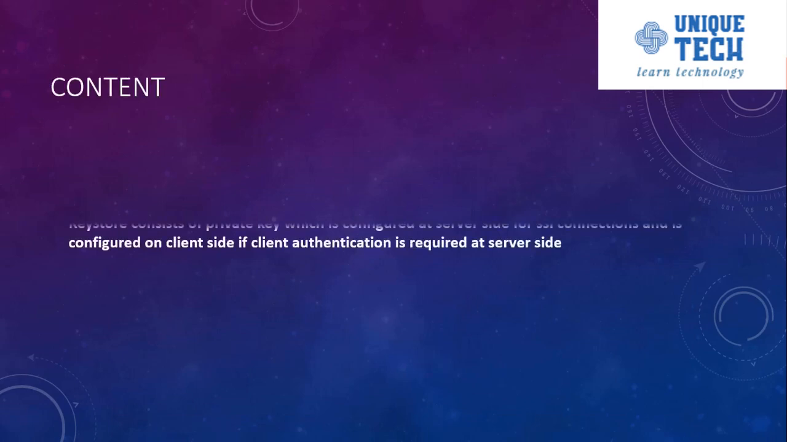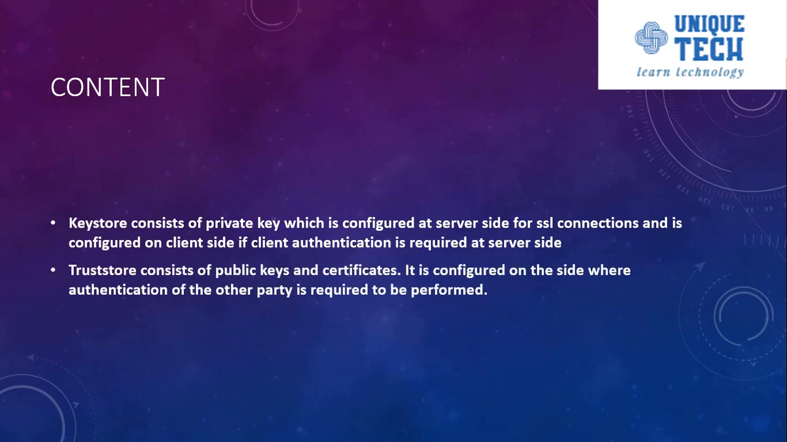Now we discuss the content. Keystore consists of the private key, which is configured at the server side for SSL connections and is configured on the client side if client authentication is required at the server side. Truststore consists of public keys and certificates. It is configured on the side where authentication of the other party is required to be performed.